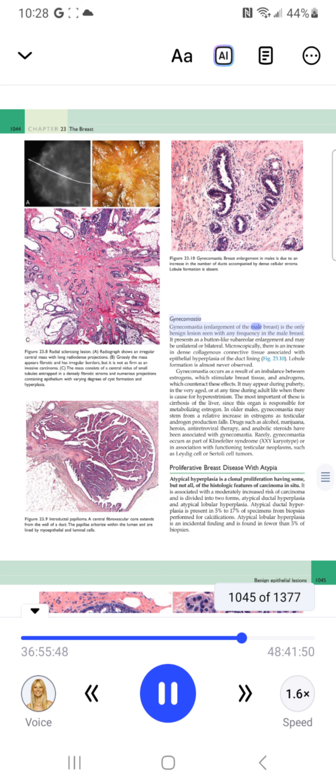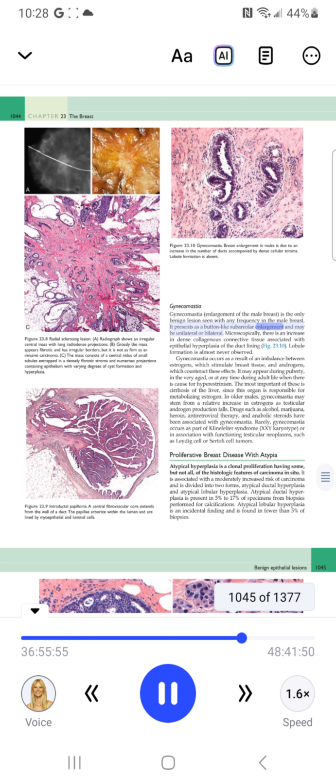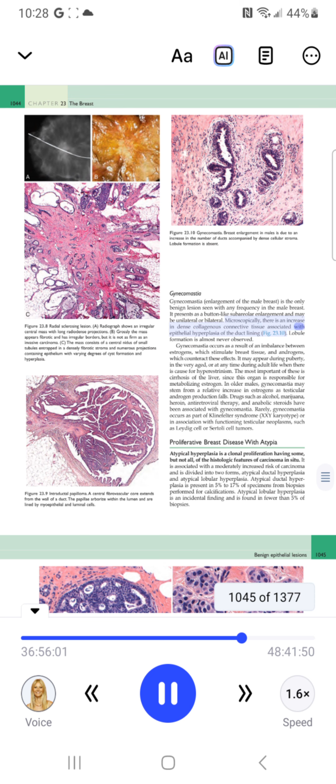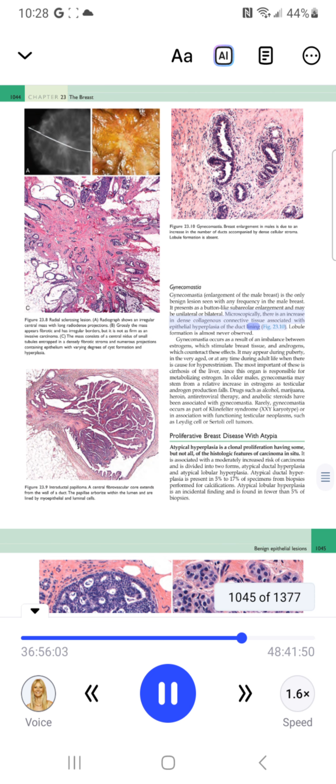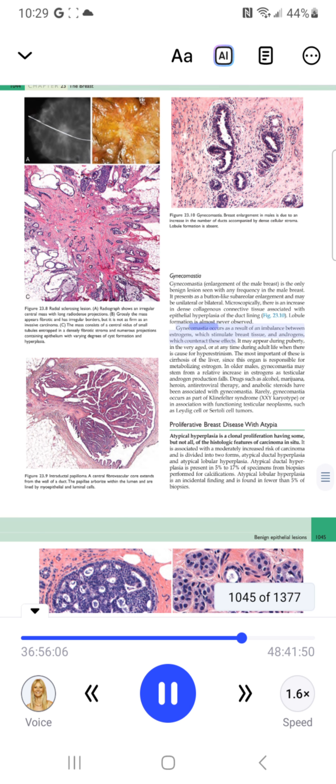Gynecomastia, enlargement of the male breast, is the only benign lesion seen with any frequency in the male breast. It presents as a button-like subareolar enlargement and may be unilateral or bilateral. Microscopically, there is an increase in dense collagenous connective tissue associated with epithelial hyperplasia of the duct lining, figure 23. Lobule formation is almost never observed.